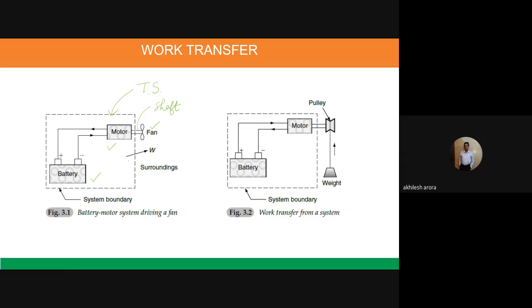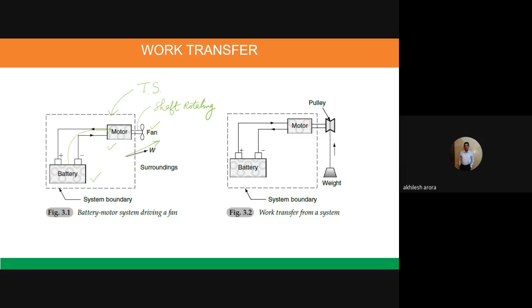Actually what is happening is, when the energy is supplied by the battery to this motor, this shaft is rotating, and the fan also starts rotating along with it. So basically the work is going out from the system, work is crossing the system boundary in this direction. So it is the work done by the system on the surroundings.